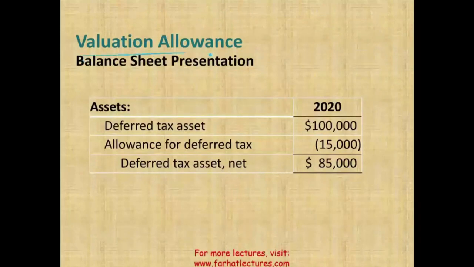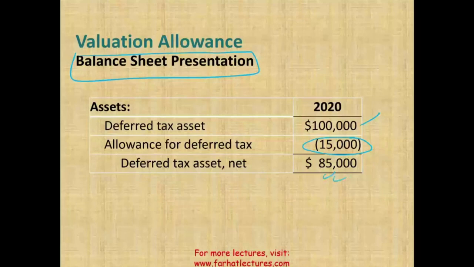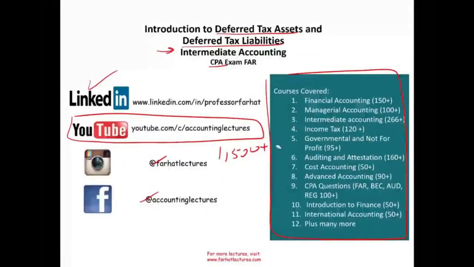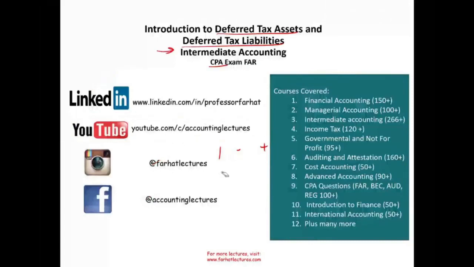And this is how you show the allowance on the balance sheet. On the balance sheet, you would still show the deferred tax asset of $100,000, which was 75 plus 25, and you would reduce it by the allowance amount of $15,000, which will give you a deferred tax asset of $85,000. Now, this is a solid introduction to deferred tax asset and deferred tax liability. In the next session, I will work multiple choice questions covering this topic. So make sure you practice the multiple choice. Make sure you master the topic before we move on.